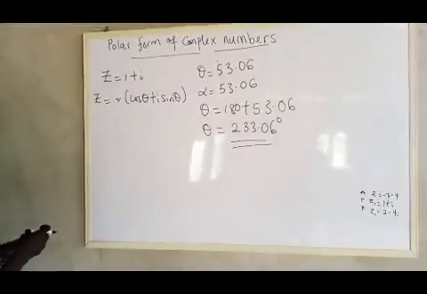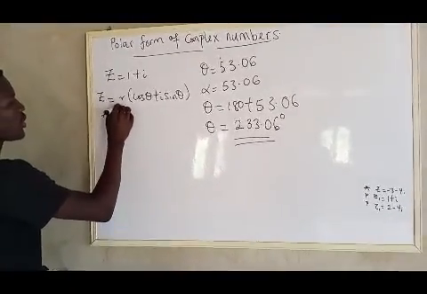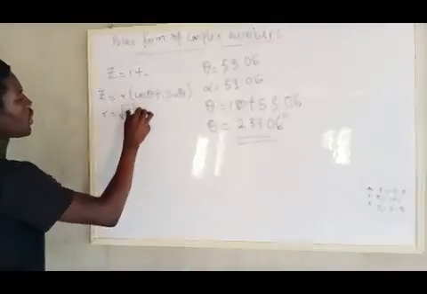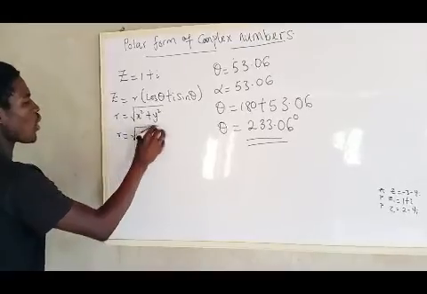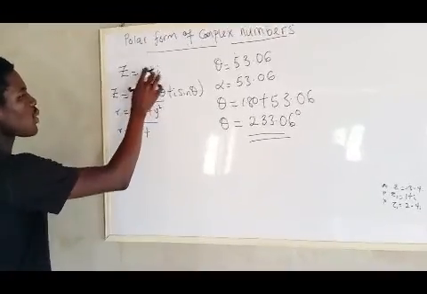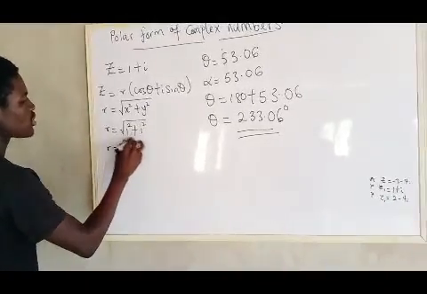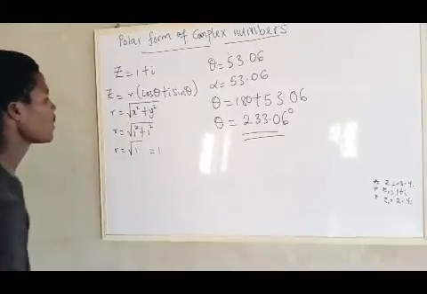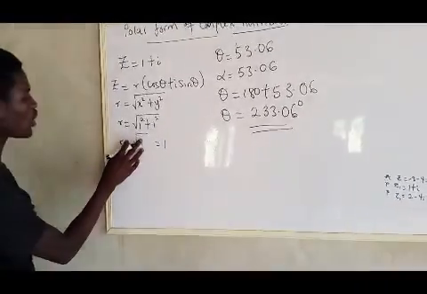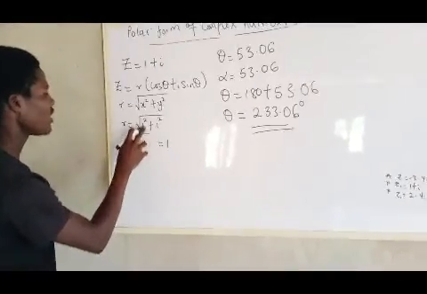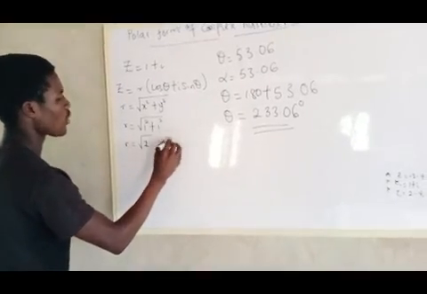Now, the first thing you need to get is your r. How will you get your r? Your r is the square root of x squared plus y squared. So r equals, what's your x here? Your x is 1, so that's 1 squared plus, what's your y? Your y is also 1, squared. 1 squared plus 1 squared is 2. So that will be the square root of 2.